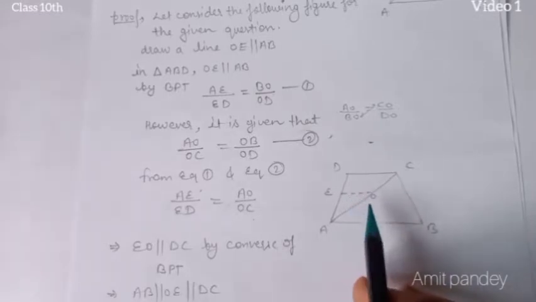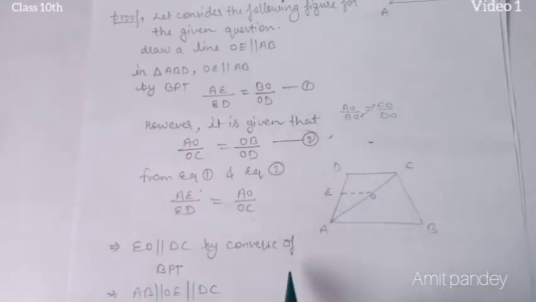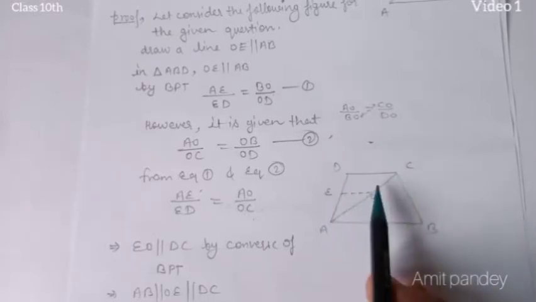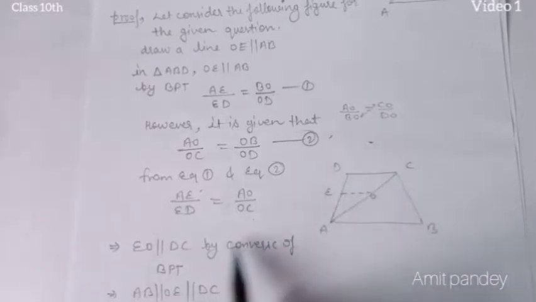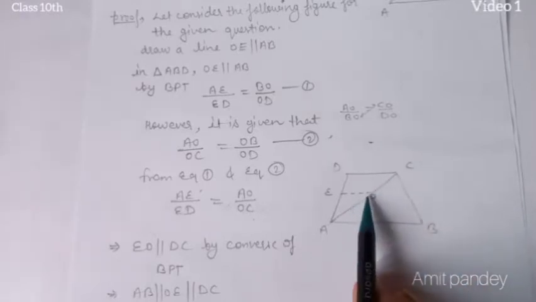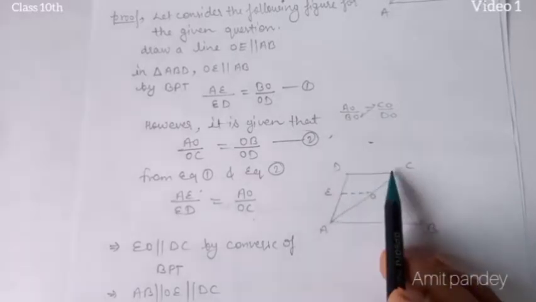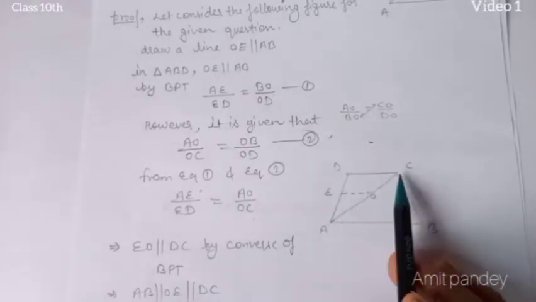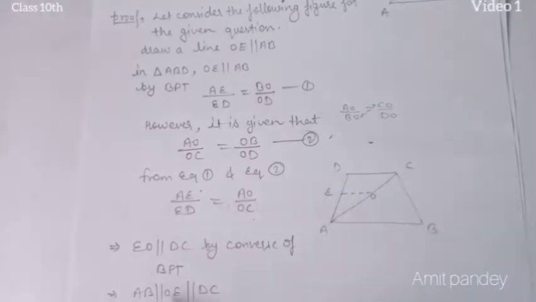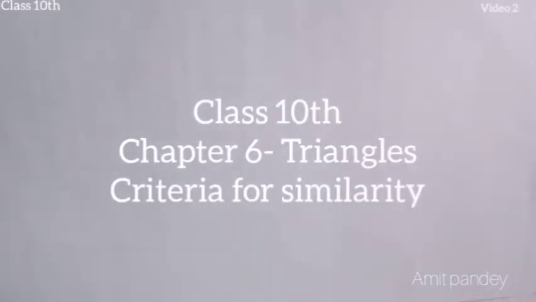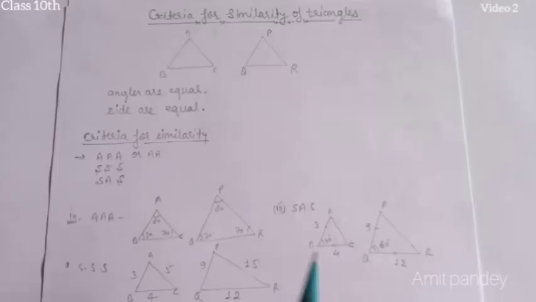So by using theorem 6.2, that is the converse of BPT, if the ratio of two sides of a triangle is equal, then OE is parallel to DC. And we know that in construction we made OE parallel to AB, and now we proved OE is parallel to DC, hence AB is parallel to DC. So we can write AB is parallel to OE is parallel to DC, hence proved that ABCD is a trapezium.